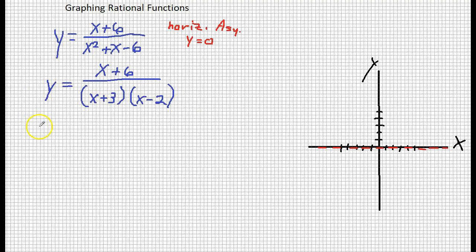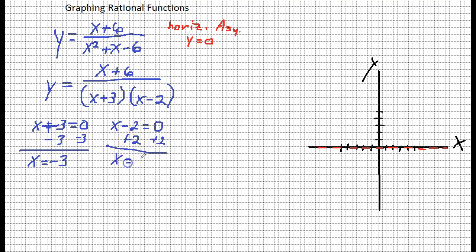And we find our vertical asymptotes by taking our denominator and setting the factors equal to 0 and solving for x. So x plus 3 equals 0. Subtract 3. X equals -3. And x plus 2, that's not a plus, it's a minus. Let me fix that. X minus 2 equals 0. So we add 2. That's what happens when you get a little rushed. So try not to rush. Okay, we have x equals 2. So those are my vertical asymptotes.